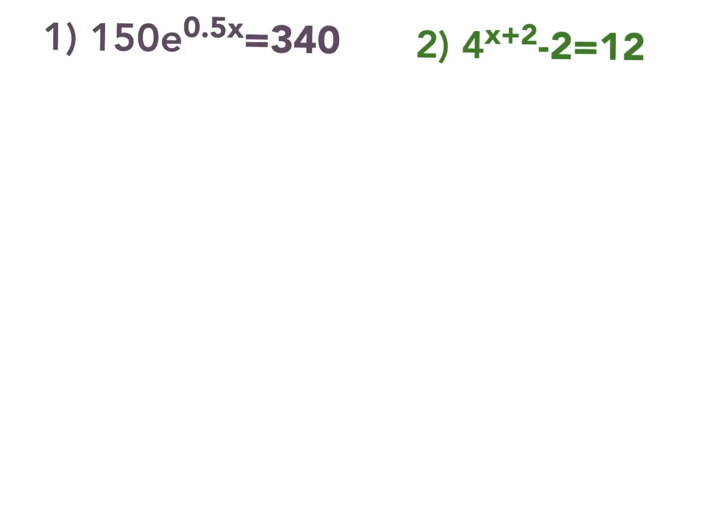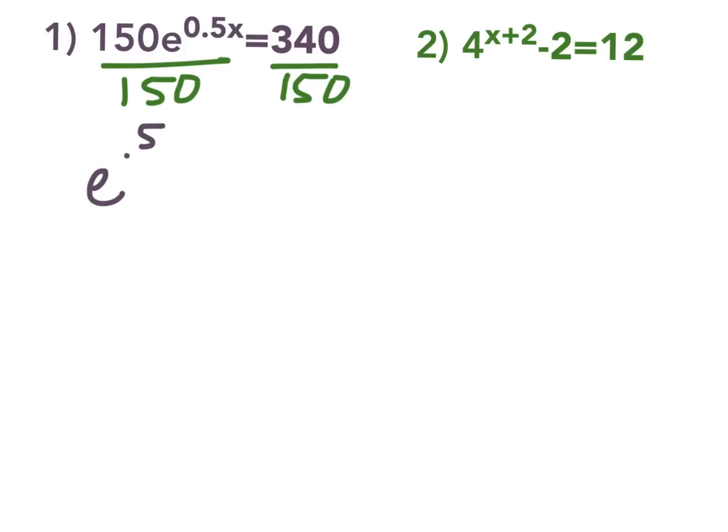Alright, so let's try it. Here we have 150e to the 0.5x equals 340. Very first thing I want to do is get this e to the 0.5x by itself. So I'm going to divide both sides by 150. Alright, so now we would have e to the 0.5x is equal to about 2.26.